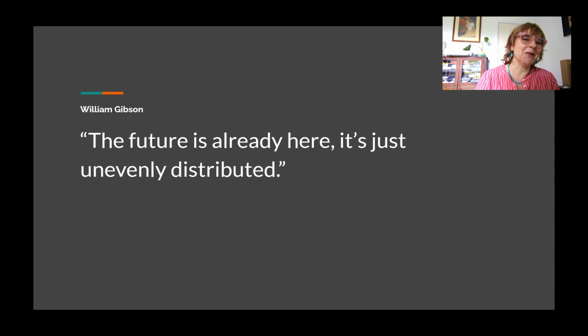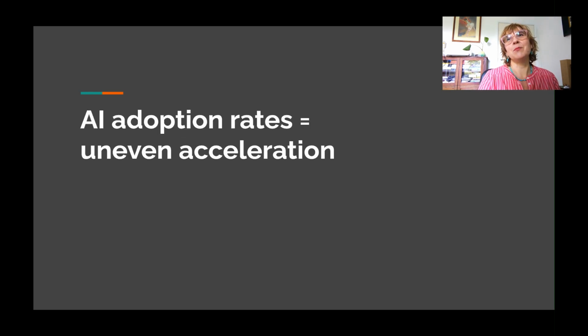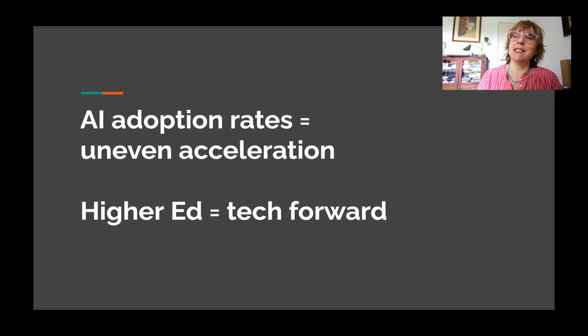So you've probably heard this quote a lot, that the future is already here, it's just unevenly distributed. And for me, that means that there's an uneven adoption of AI in the learning world, but there's some really great use cases and examples of how we can catch up. So, uneven acceleration. And higher ed has a reputation for being tech forward, but one of the challenges is the layers of governance that are important, but can make things slower moving than they need to be.